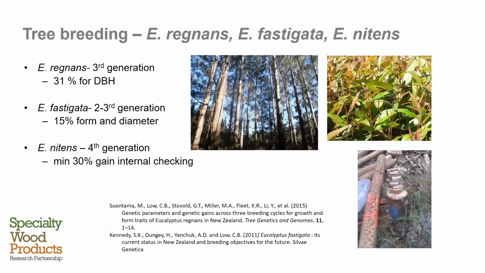Some examples of the gains from the program. Regnans, we're in the third generation, we've improved DBH by 31%. Vastigata, we're second to third generation, we've made 15% gains in form and diameter. The form gains come from a reduction in forking, which Vastigata is prone to. Nitens, we're in the fourth generation, we've made gains, a 30% reduction in internal checking. We increased volume and density in the last round, which is unusual because they normally go against each other.